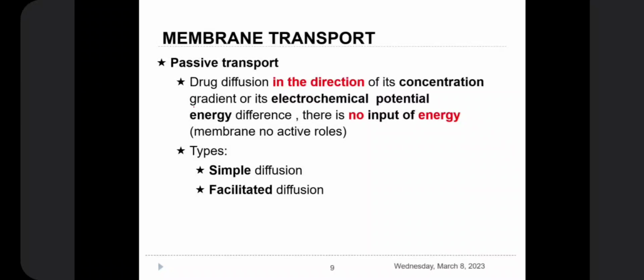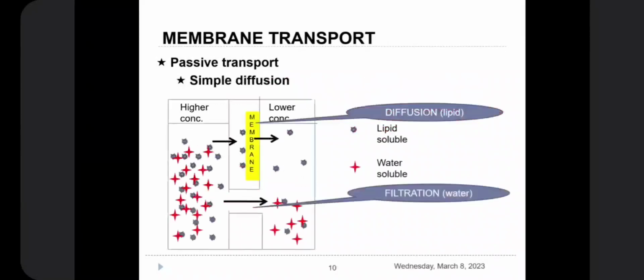Okay, let's go on. What does passive transport mean? As I have said, the drug diffuses in the direction of its concentration gradient or electrochemical potential energy, so there is no input of energy, like simple diffusion and facilitated diffusion. Okay, let's see the simple diffusion.